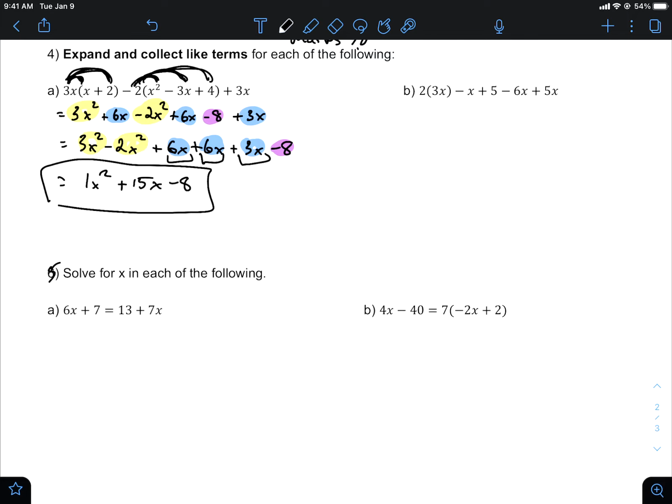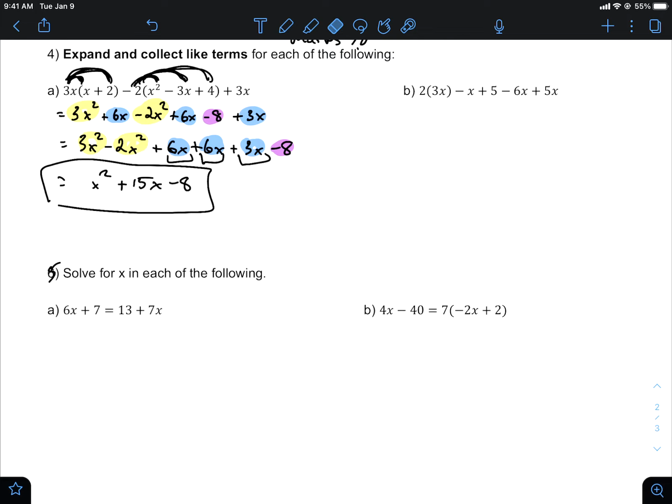Yes, sir? Could you take it with marks if we wrote just x squared? No. You don't have to write the 1. I'm just doing that to show everybody where that comes from, so it's not magic or anything like that.